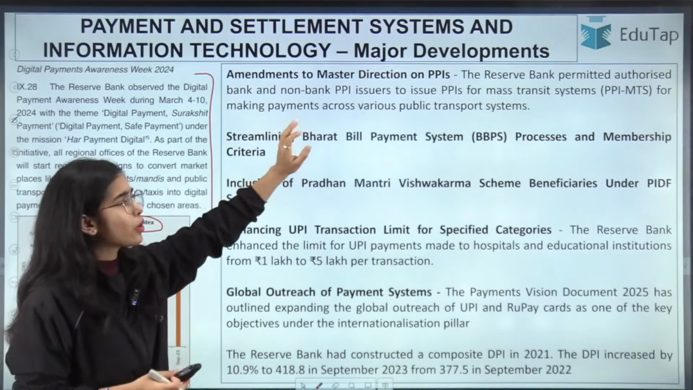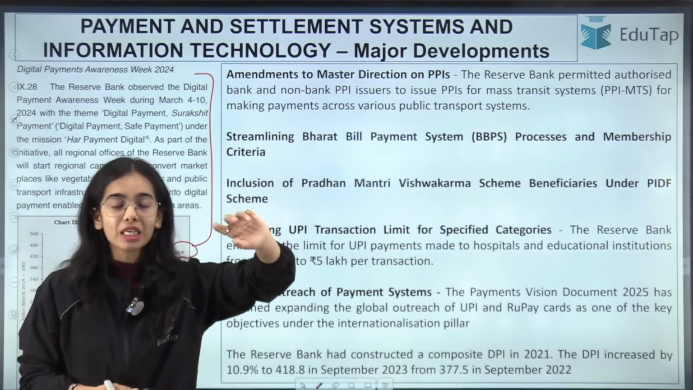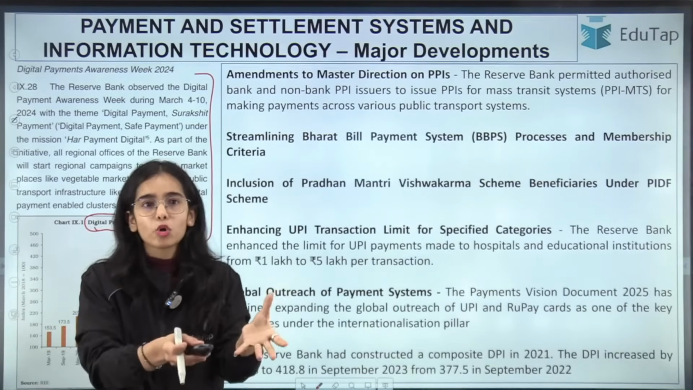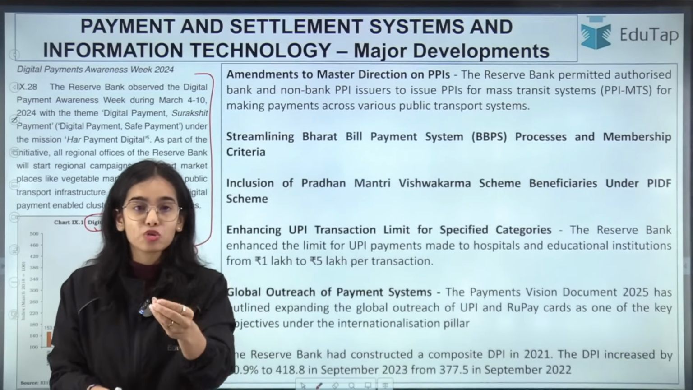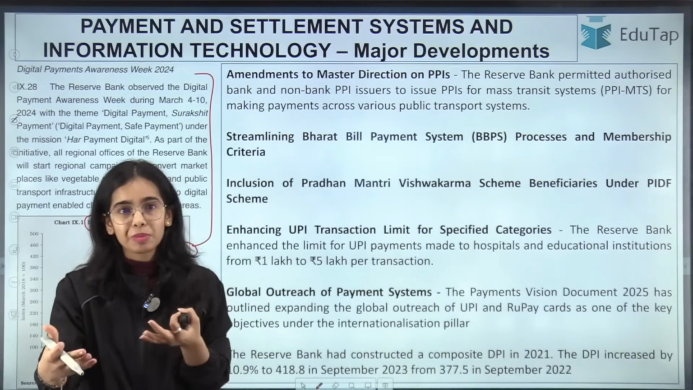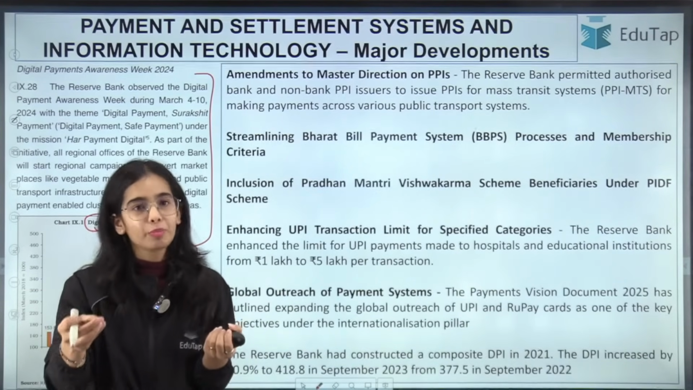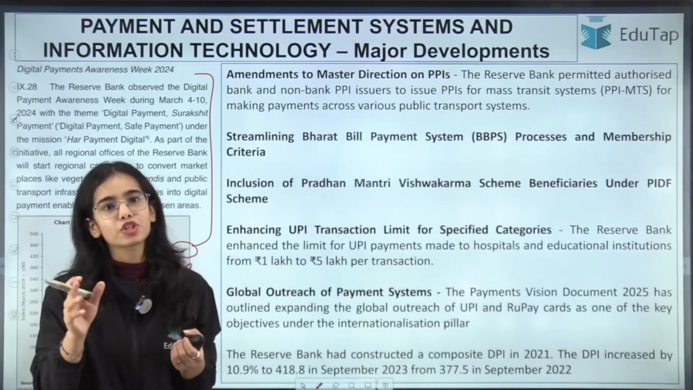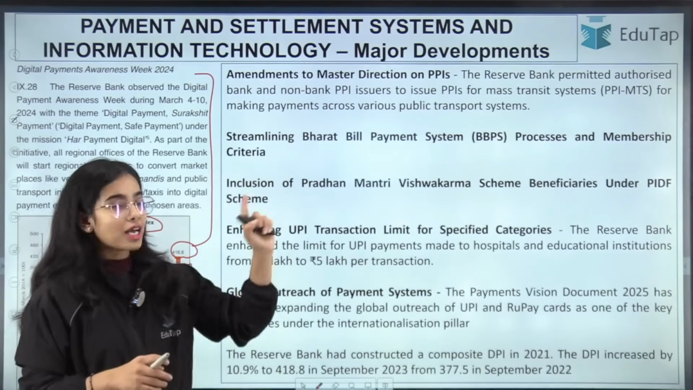An amendment was done on the PPIs, the prepaid payment instruments. RBI said that it is promoting banks and non-banks to bring a prepaid payment instrument for mass transit, the traveling that people do. The banks and non-banks have to take this into account, that for mass transit there should be a PPI. Streamlining the Bharat Bill Payment System.